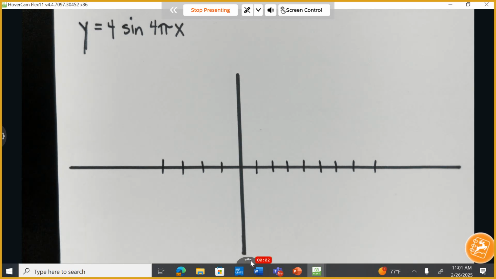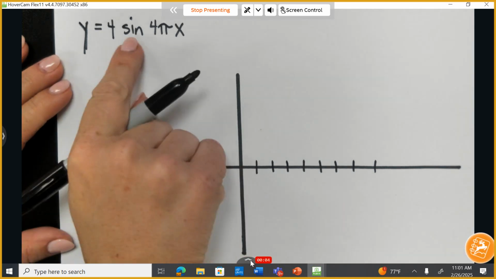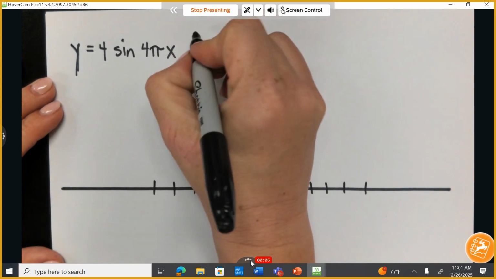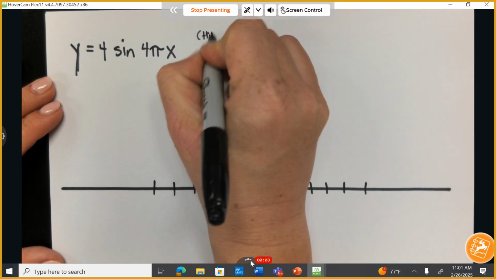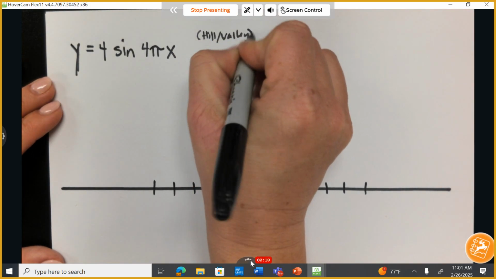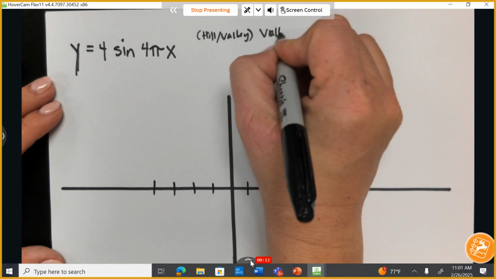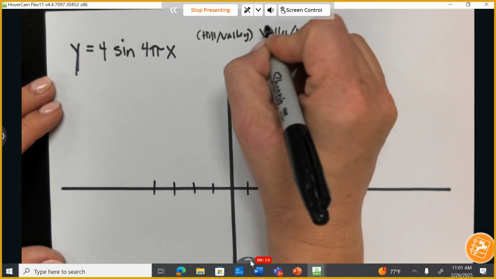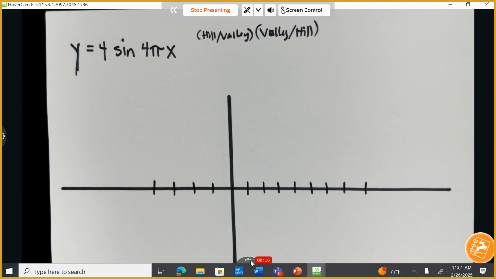We are going to graph this. The very first thing I'd like you to do is sine. So at the top, we have two options. It's either going to be a hill valley, or it's going to be a valley hill. Anything you write down on this piece of paper, you can use today for your assessment. It's a hill valley or a valley hill.